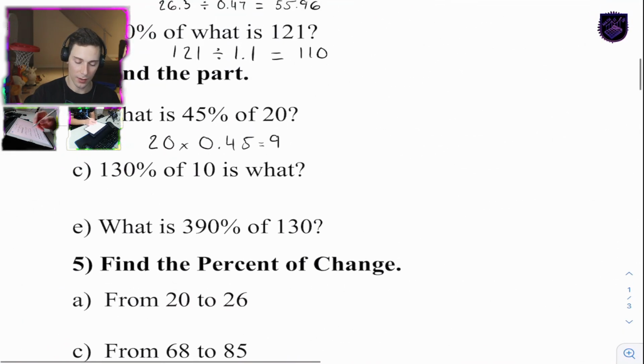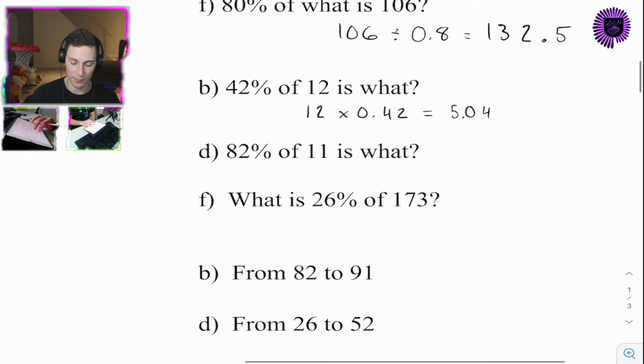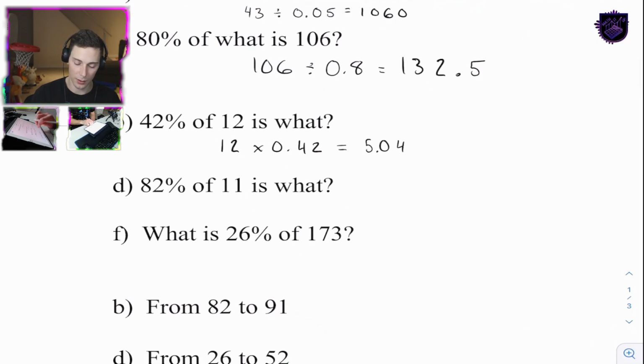4c, 130% of 10, that's going to be 13. It's got to be 13. So 10 times 1.3, which is 130% in decimal form. It's just going to be 13. All right. D, that was easy. No calculator necessary.